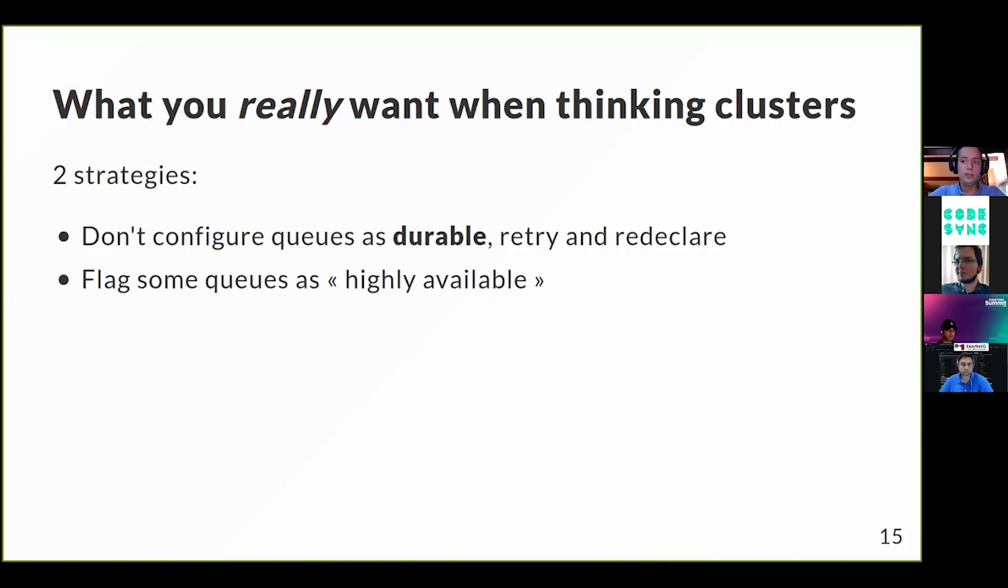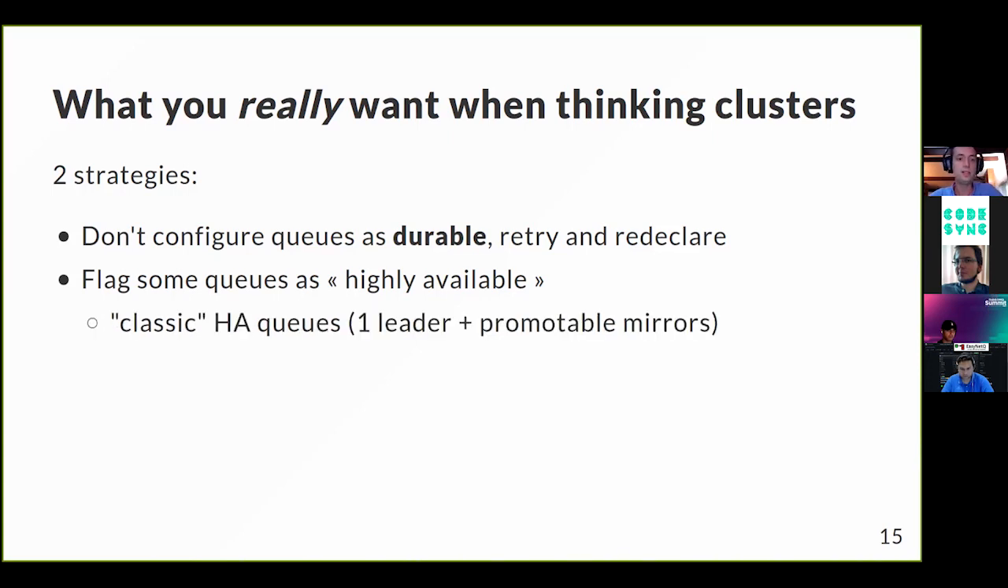On the contrary, if you really need the messages and the queues to be durable and survive reboots and so on, you have to flag them as highly available. And you have two ways to do this. Classic HAQs, which tend to be replaced by another kind that I'm going to introduce later, which is basically just the normal way of doing queues in RabbitMQ, but adding promotable mirrors, which are synchronized.